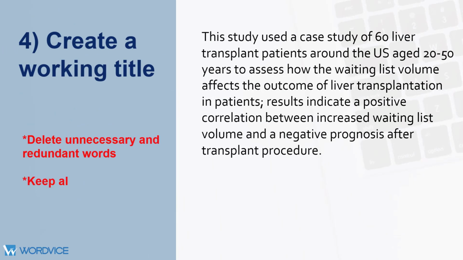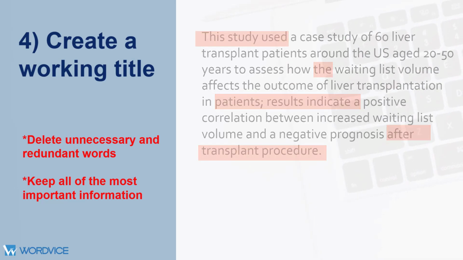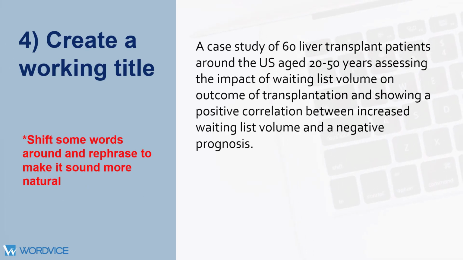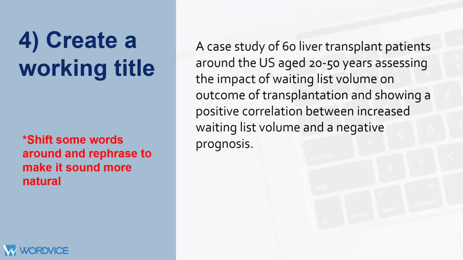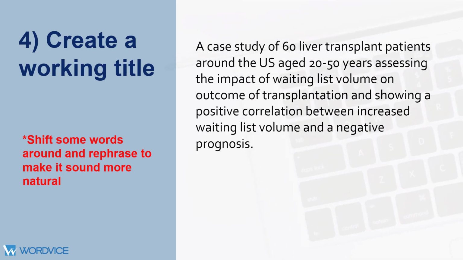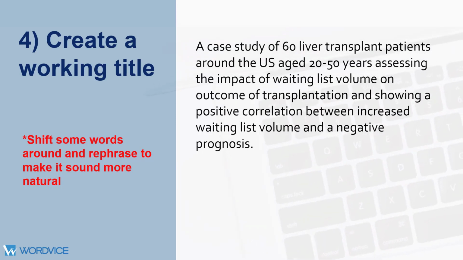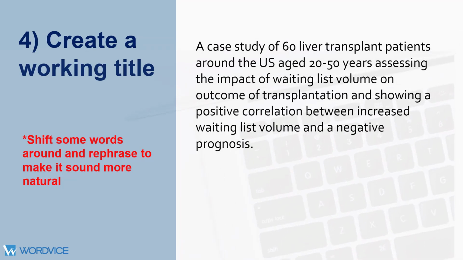Next, create a working title. Remove elements that make it a complete sentence, but keep everything that is most important to what the study is about. Delete all unnecessary or redundant words. Now let's shift some words around and rephrase it a bit to shorten the length and make it leaner and yet more natural. What you are left with is a case study of 60 liver transplant patients around the US, aged 20 to 50 years, assessing the impact of waiting list volume on outcome of transplantation and showing a positive correlation between increased waiting list volume and negative prognosis.